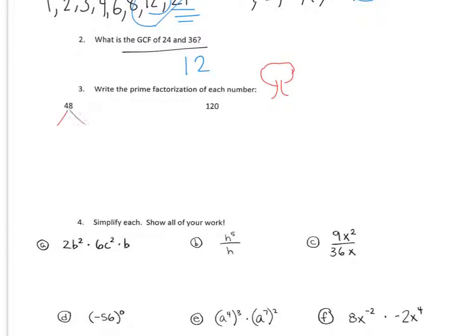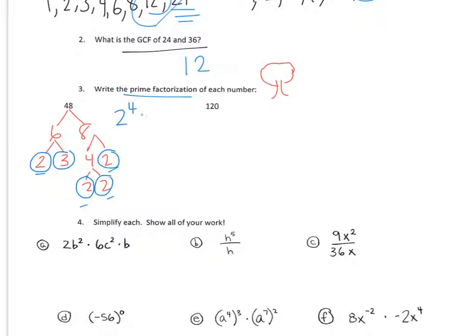So 48. Two numbers that go into 48 are 6 and 8. 6 is 2 times 3. 8 is 4 times 2. 4 is 2 times 2. So you circle all of the prime numbers at the bottom. And when you write the prime factorization, you're going to pick a number 2. There are 4 2's, so it's 2 to the 4th times 3 is your answer.